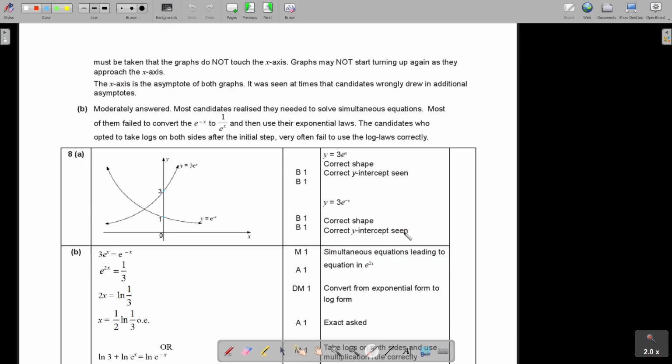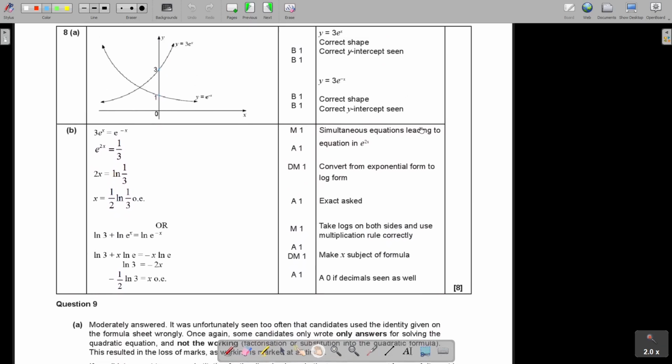Then question B, moderately answered. Most candidates realize they need to solve simultaneous equations. Most of them fail to convert this to 1. So remember, to get an exponent positive, if it's in the numerator, you take it to the denominator, and if it's in the denominator, you take it to the numerator. Then use the exponential laws. The candidates who opt to take logs on both sides after the initial step very often fail to use the log laws correctly. So they have two methods here.